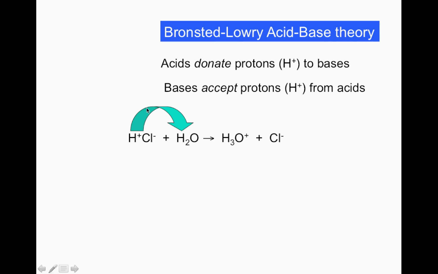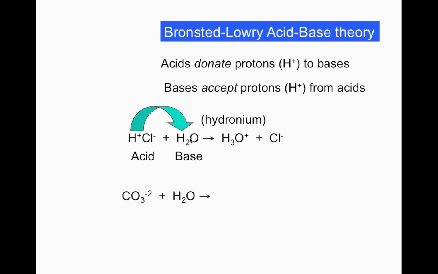But this hydrogen here is going to come over and be captured by the oxygen of the water, and that's where the hydronium comes from. And the hydrogen is leaving behind its electron, and that's why we wind up with chloride ion. So the HCl is the acid because it's donating the proton to the water, and the water is the base because it's accepting it.